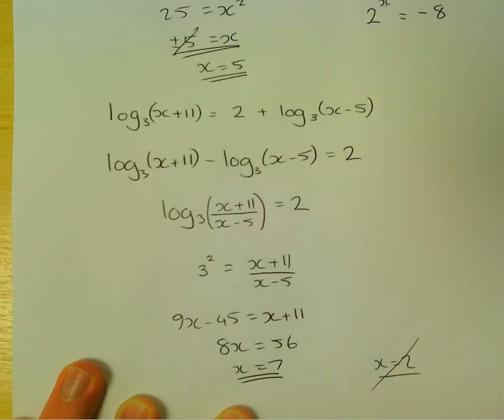So that's just worth remembering when you come across this: if this is not linear, if this is quadratic, for example, you're going to get two solutions, and sometimes we can ignore one.